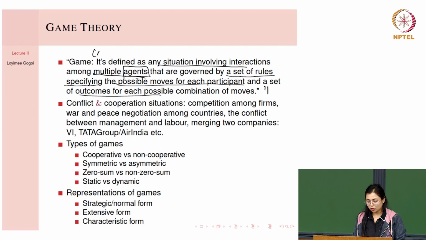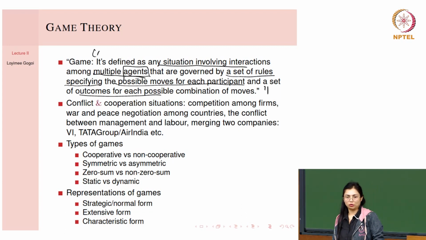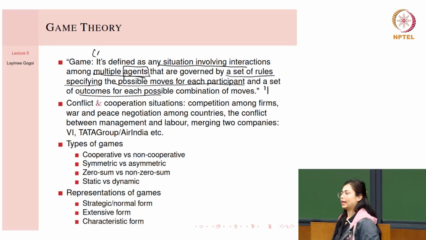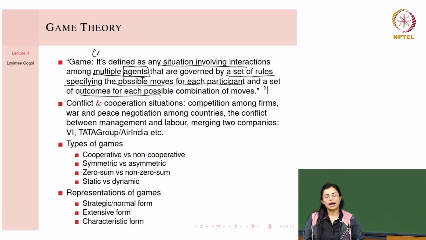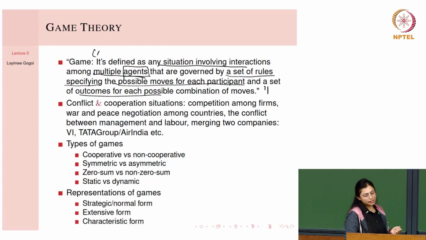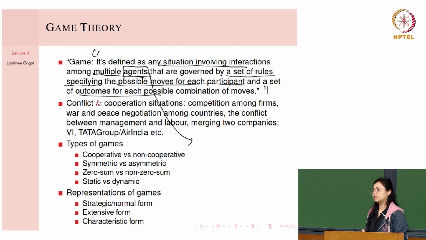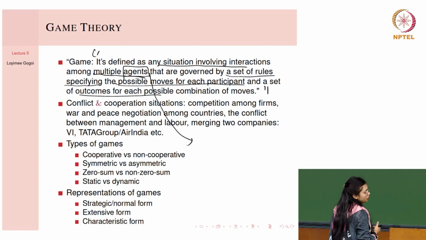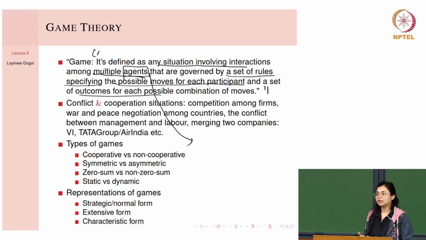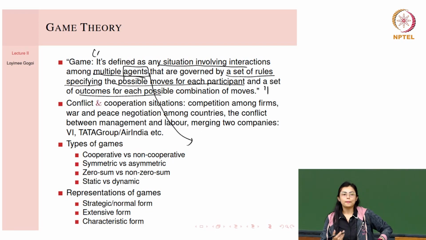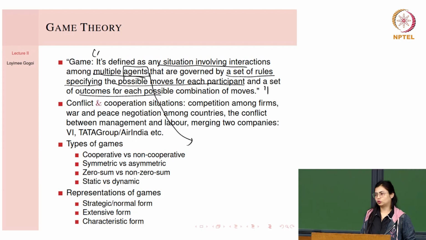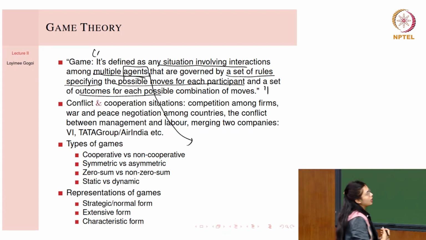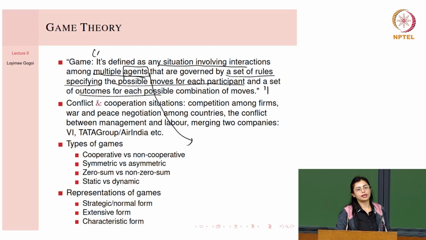So in game theory, we try to study their behavior in different situations like conflict and cooperation situations. And it is assumed that these agents are always rational and intelligent. What do we mean by rational and intelligent? They are intelligent enough to know the whole game, and their objective is to optimize their outcomes.